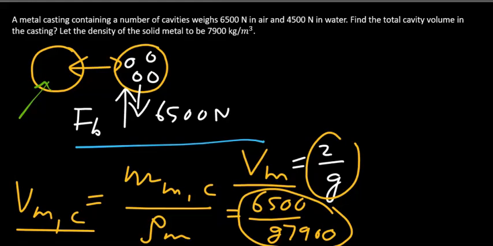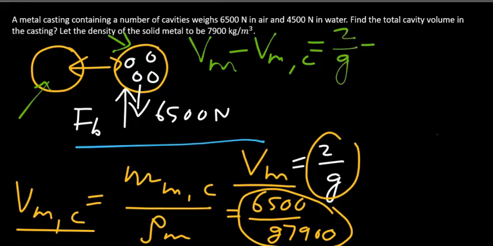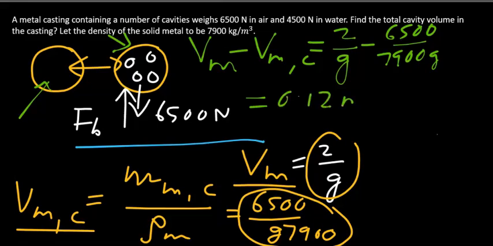So the volume of that solid metal minus the volume of the metal casting containing cavities equals 2 over G minus 6,500 over 7,900 G. And that's going to be 0.12 cubic meter. And that's the answer.